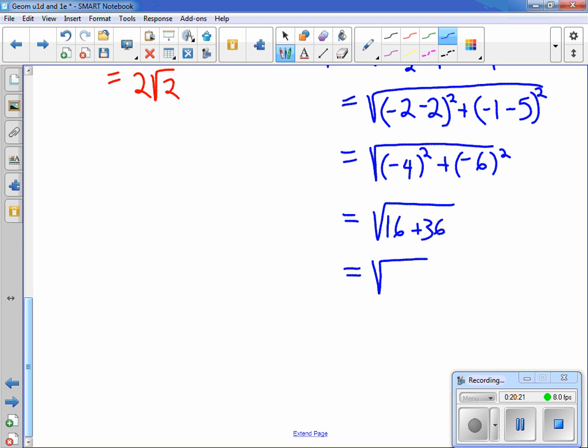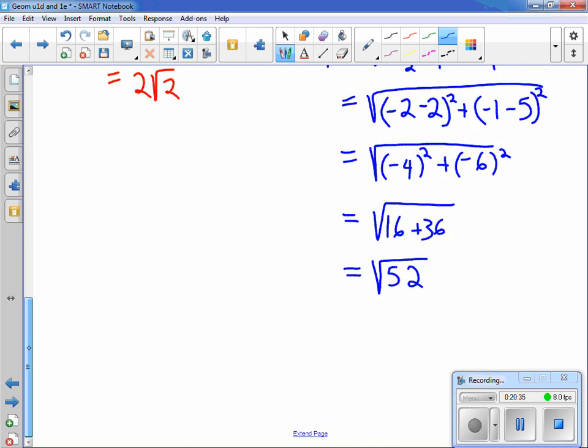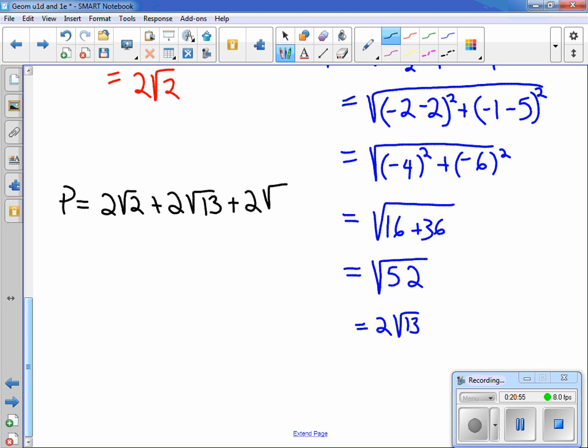And from before, so we don't have to be repetitive in our process, we know that the simplification is 2 radical 13. So there we have it. We have our perimeter. Now it looks ugly. It looks like it's a form that we haven't seen before. Our perimeter P will equal 2 radical 2, plus 2 radical 13, plus 2 radical 13. And leave it this way. We can combine these two just to have the same radical. And we're left with that.